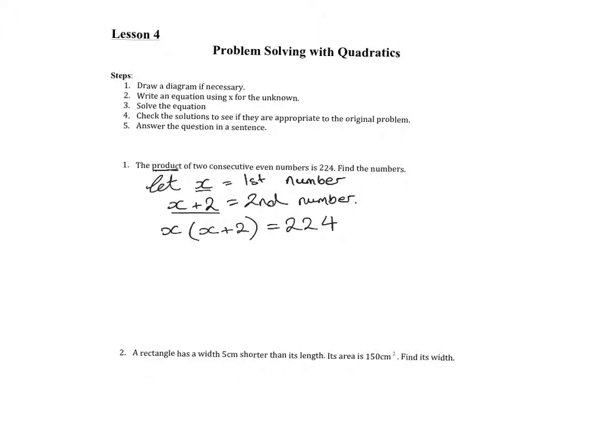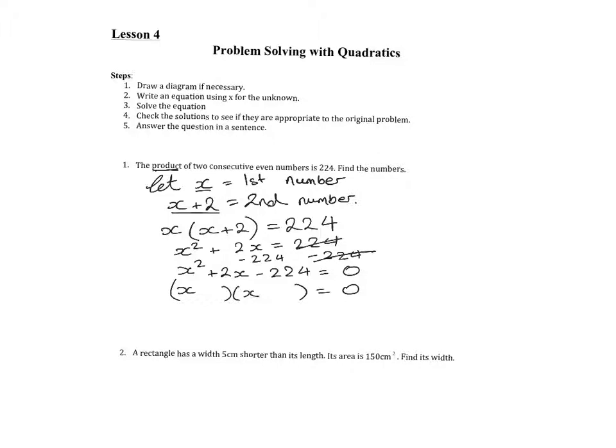So first I need to expand the brackets. It becomes x squared plus 2x equals 224. Then I need to move the 224 over, so I'm minusing 224 from both sides. Cancels out here. And so I get x squared plus 2x minus 224 equals 0. So now, I need to solve that. I'm going to use PSF.